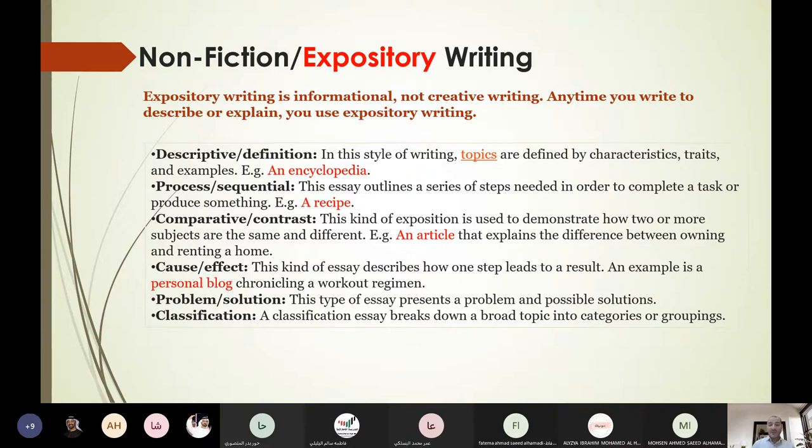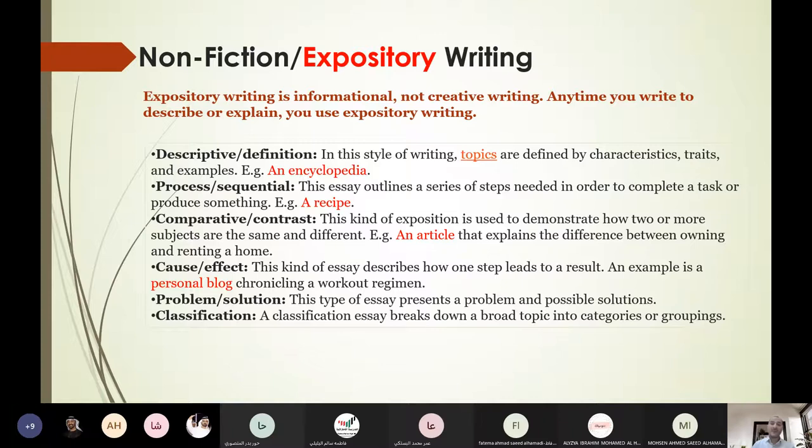If you write about global warming from the aspect of cause and effect, you have to cover the two sides. What are the causes and what are the consequences? And perhaps you should suggest solutions for this. Well, problem and solution. Yeah, you can take it from this aspect, problem and solution. This type of essay presents a problem and possible solutions. And finally, there is the classification essay, which breaks down a broad topic into categories or groupings.